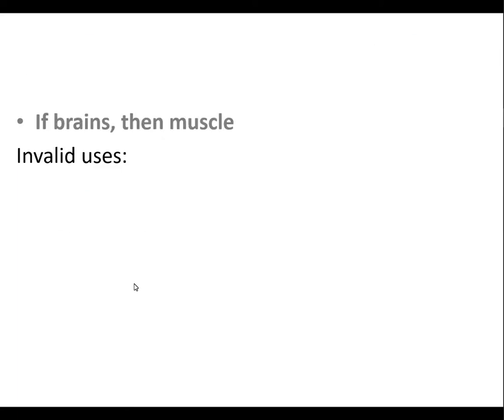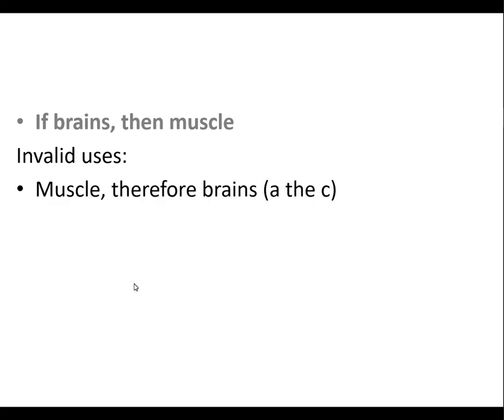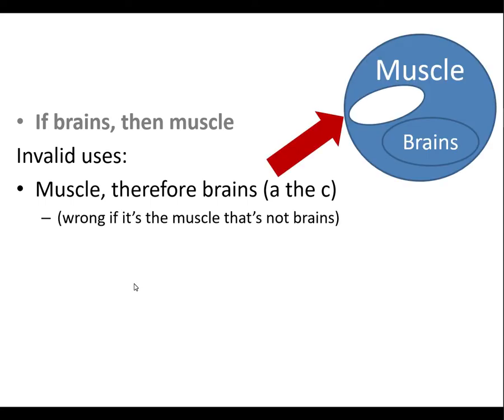But of course, with this concept, with this if-then relation, come invalid uses of it. He could conclude, for example, that if he has muscle, then he has brains. He could affirm the consequent. Now, the logical issue with this is that it doesn't necessarily follow. Why? Because there's plenty of muscle that isn't brains. So acquiring more muscle doesn't mean acquiring more brains necessarily. So this is logically an invalid move because you could gain muscle that's not brains, or you could have muscle that isn't brains.